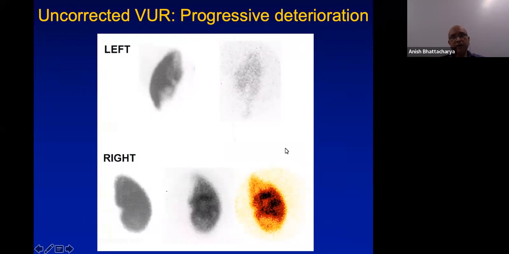So it is the most sensitive investigation for very early detection of renal pyelonephritis, even more so than ultrasound, because it will detect functional deterioration much before there is an anatomical scar in the kidney that can be detected by ultrasonography.